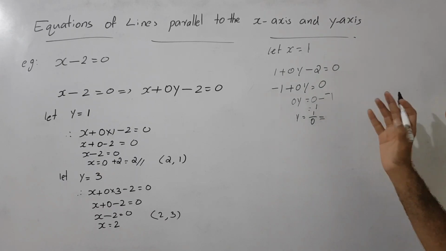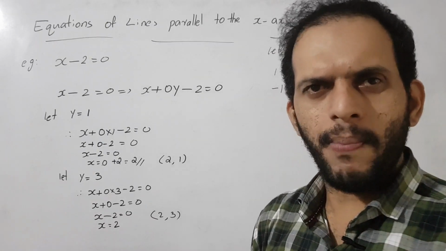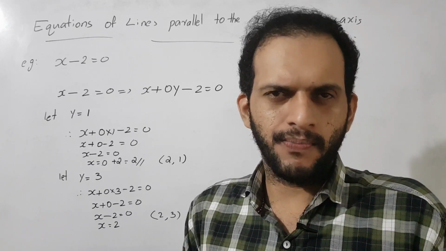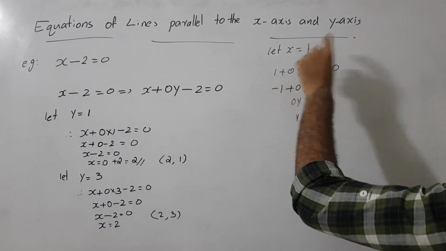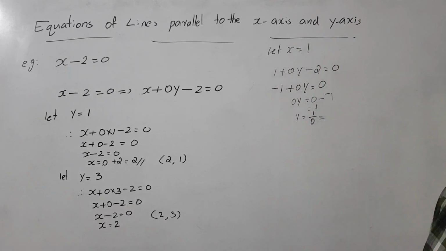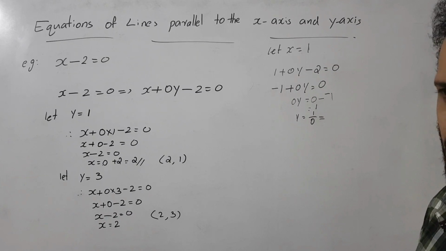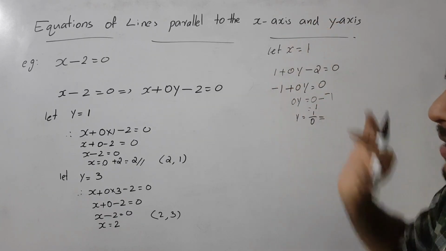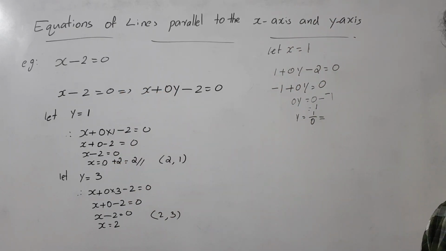So we don't know what the answer of 1 by 0 is. It's not 0. 0 by 1 is 0, but 1 by 0 is not 0, it is not defined. So if we choose any value for x, it's not possible to find the value of y. That is why we do not choose the value of x here, we choose the value of y only. Okay, so what is next?